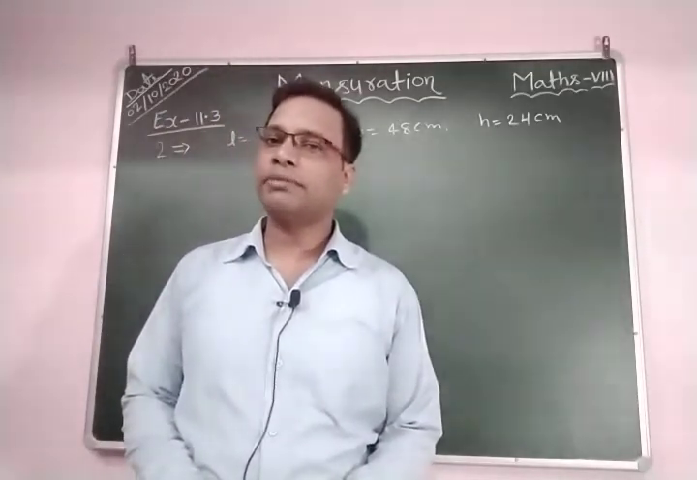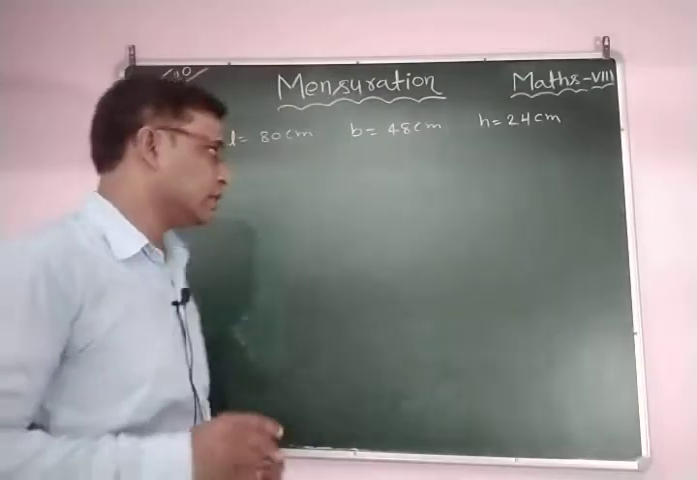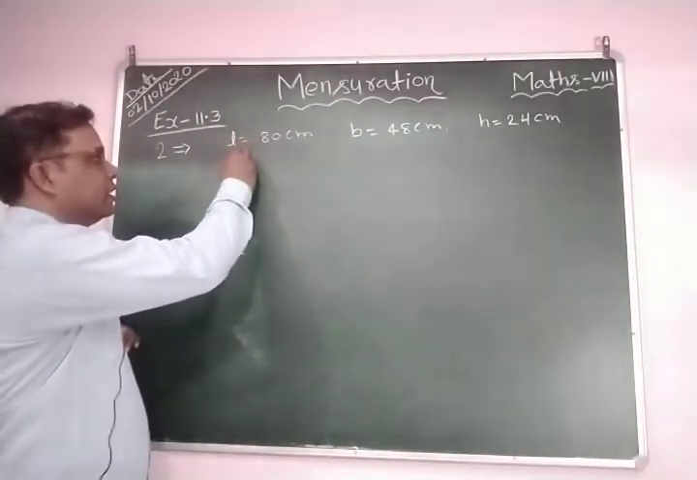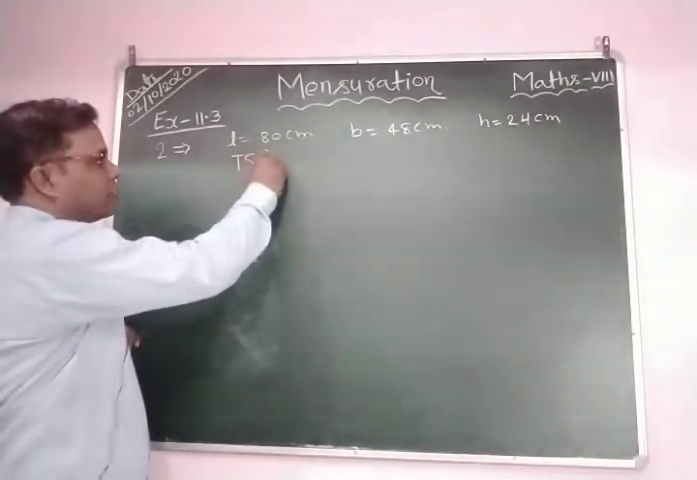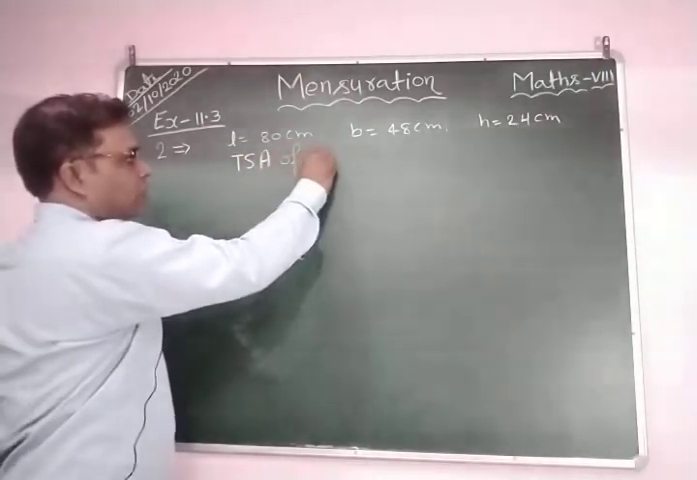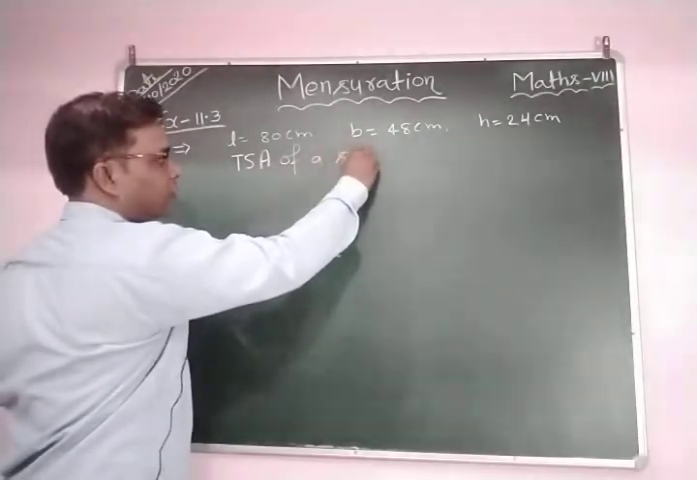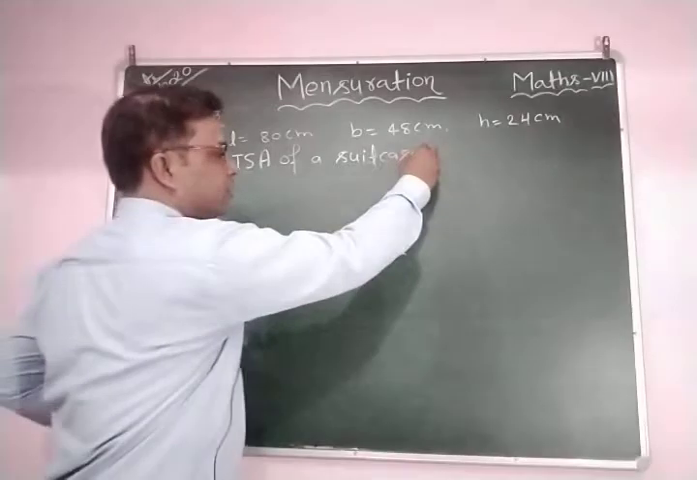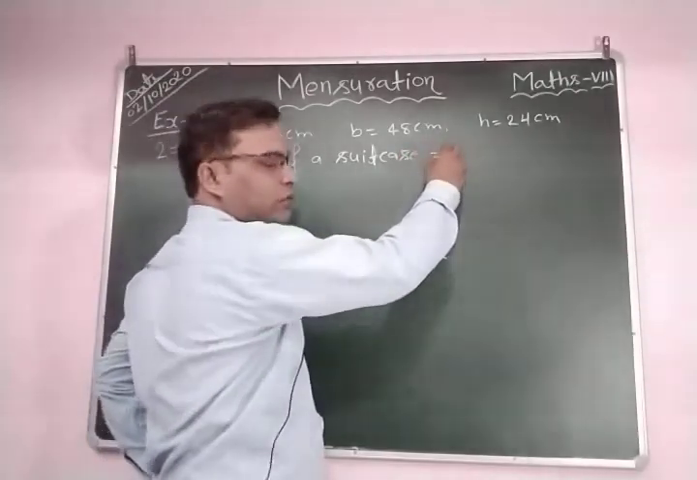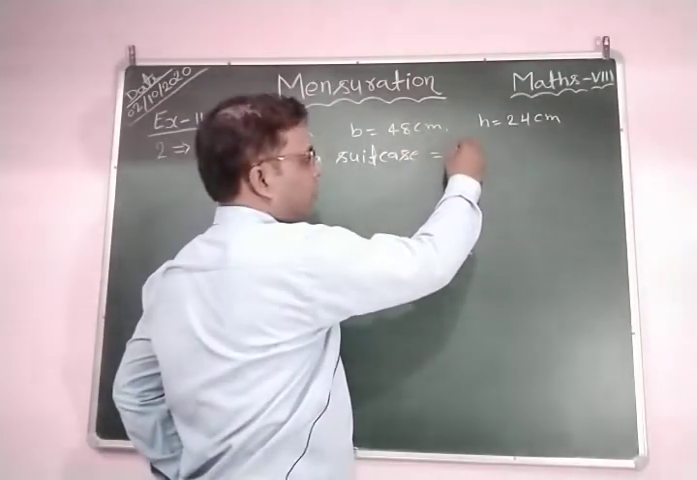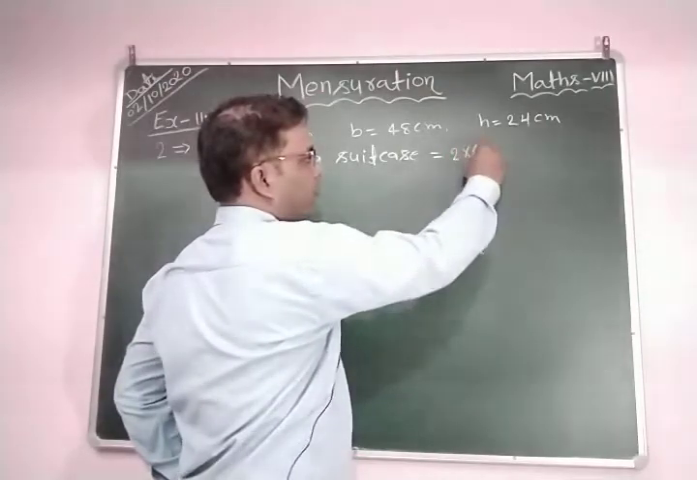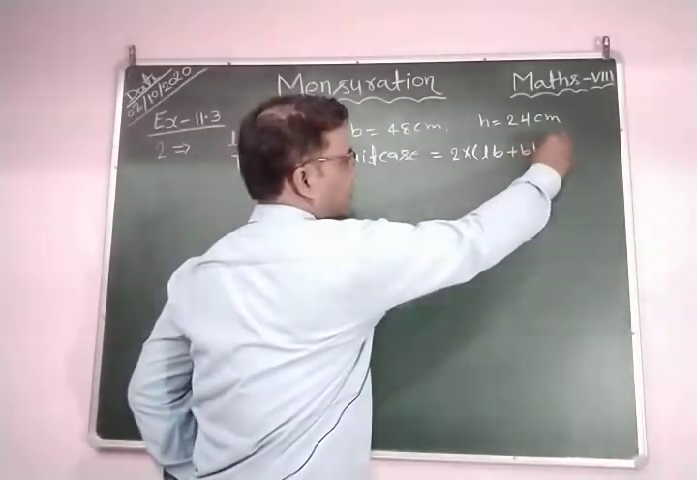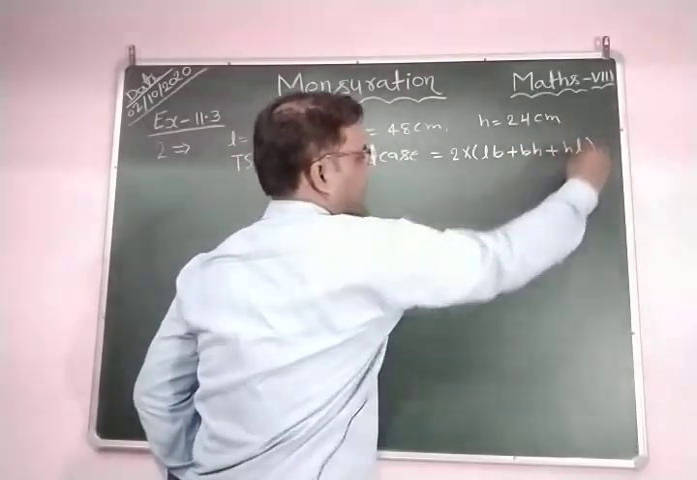Here you can see area of suitcase. Okay. You can write TSA. Total surface area means TSA of a suitcase. So the surface area of suitcase is equal to, because this is the shape of cuboid, so you can write here 2 into L into B plus breadth into height plus height into length. Okay.